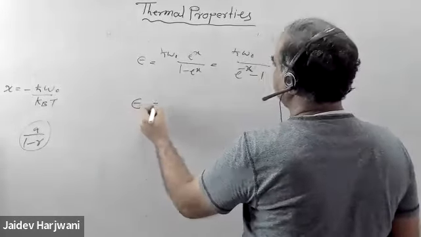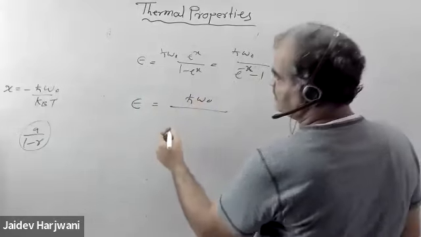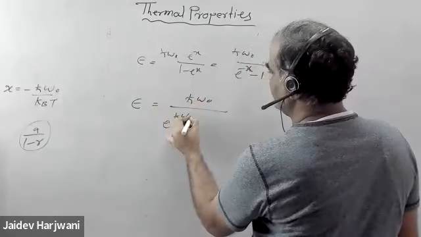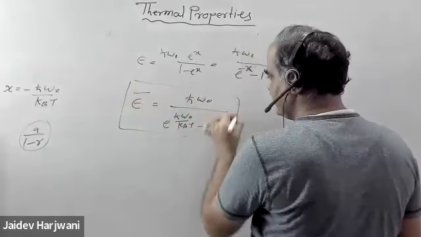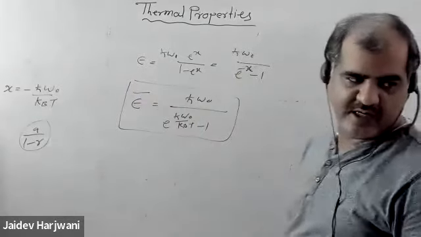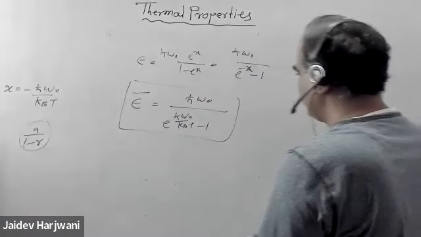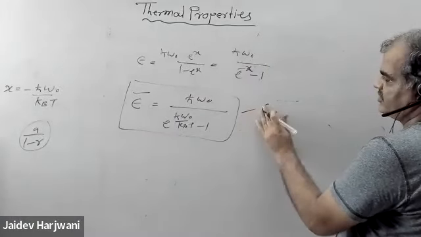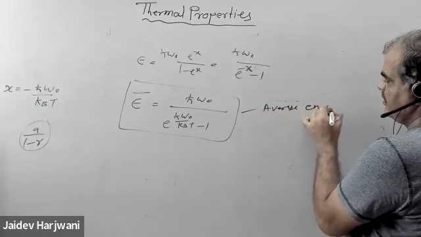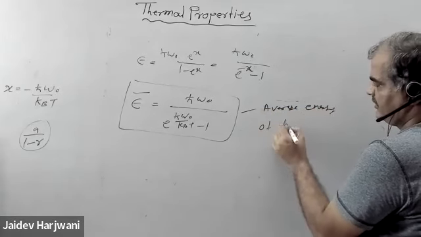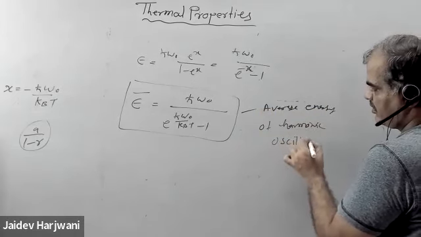So this will be what? Your h cut omega naught. Just put the value of x. So this becomes h cut omega naught upon e to the power h cut omega naught by kBT minus 1. Okay. And this is the very important formula, average energy of quantum harmonic oscillator. Or better to remember, average energy of phonon. Average energy of harmonic oscillator, quantum harmonic oscillator, or average energy of phonon.